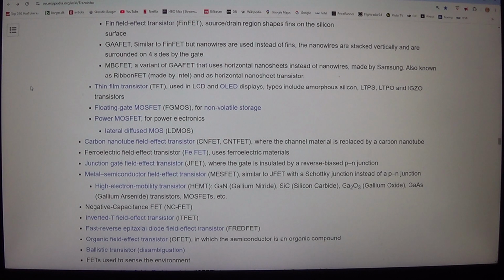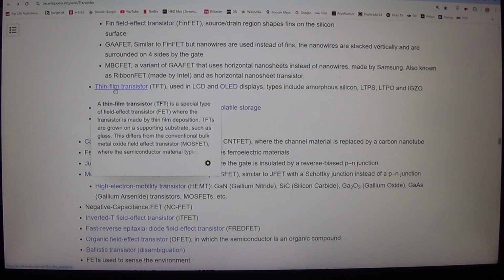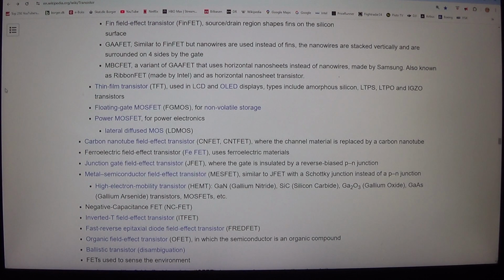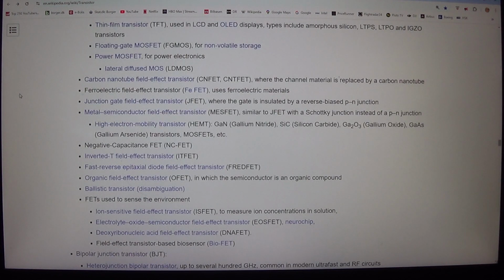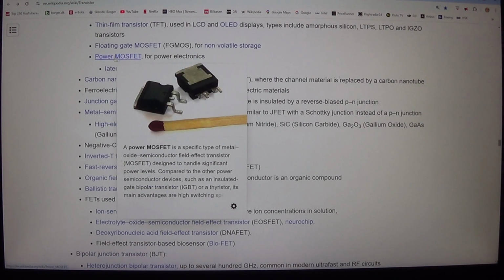5. Thin film transistor, TFT, used in LCD and OLED displays. Types include amorphous silicon, LTPS, LTPO and IGZO transistors. 6. Floating gate MOSFET, FGMOS, for non-volatile storage. 7. Power MOSFET, for power electronics. 1. Lateral diffused MOS, LDMOS.